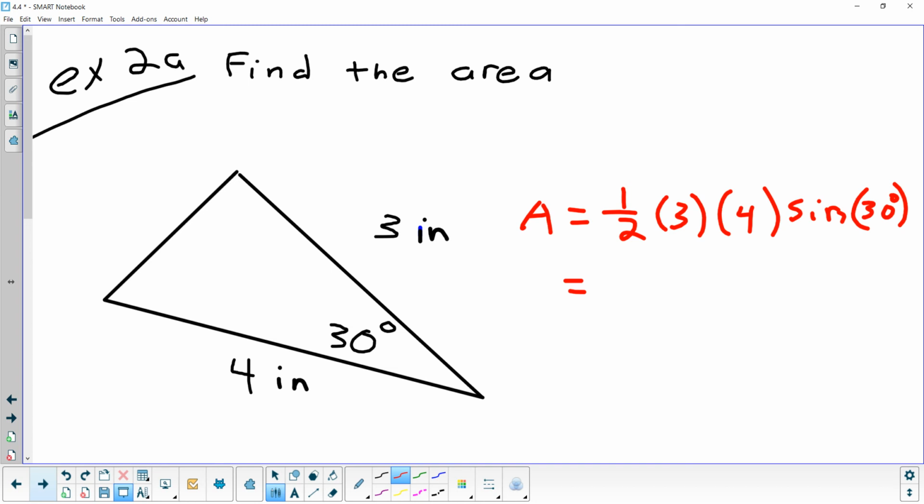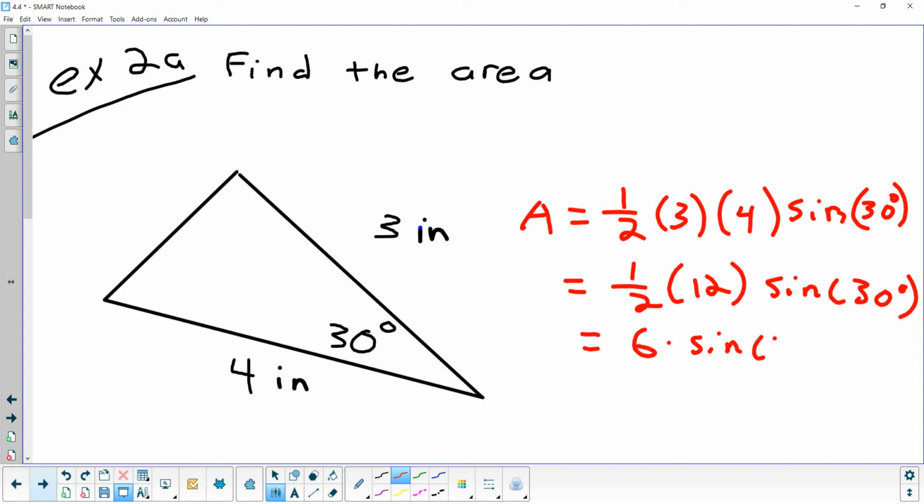Order doesn't matter when you multiply, so I'm going to do it in what I think is the easiest order in my head. James, what's 3 times 4? 12. So we have 1/2 of 12. Now we're going to do 1/2 of 12, which gives me how much? Mateo? 6. Sine 30. And we just did sine 30 in the last problem, and that came out to 1/2.